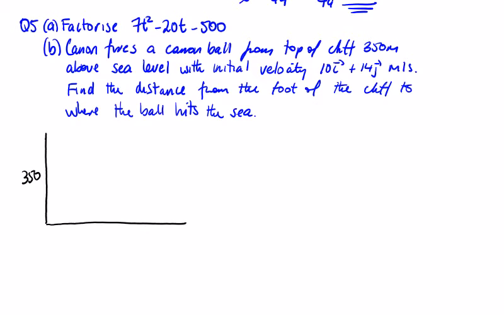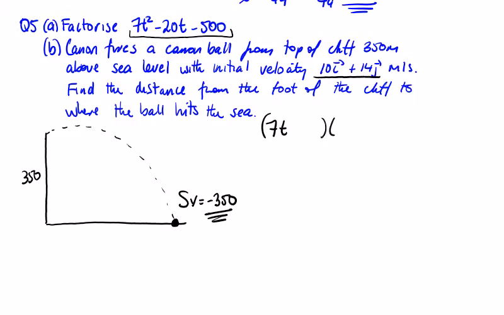Above sea level with initial velocity 10i plus 14j meters per second, and find the distance from the foot of the cliff where the ball hits the sea. Okay, it's going to come down like this and hit the sea down here. So what can we say about S of Y at this point? S of Y is minus 350. Be careful with these ones that are at the top of a cliff that you don't put in a positive distance. Now I'd imagine that this is going to link to part 2.